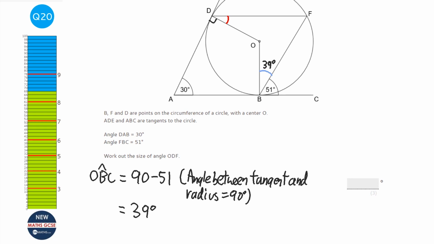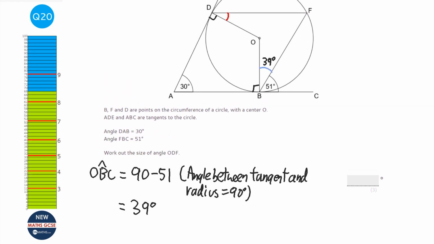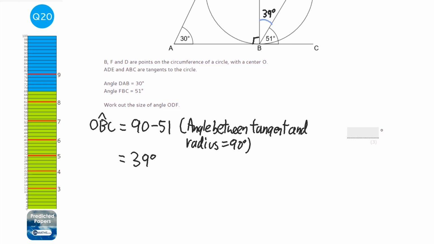Well, that's also 90 degrees, and that's also 90 degrees. And ADOB is a quadrilateral. So we can work out which angle we're going to pick next. Well, let's pick this angle here next. So what's that? DOB. So angle DOB is going to equal 360 take away 30 plus 90 plus 90.